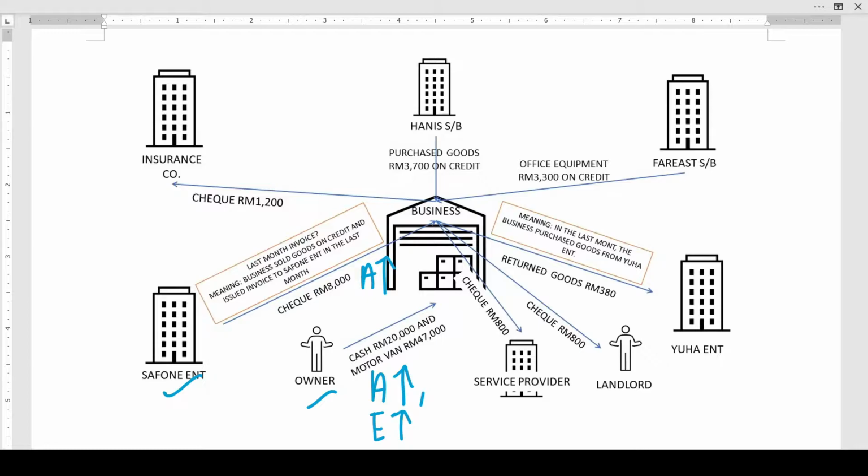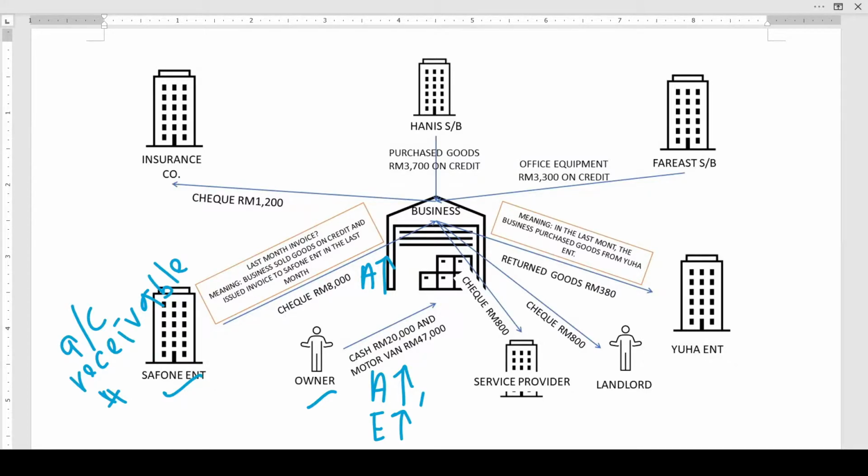So what happened in the last month when we sold goods on credit to Safwan? We created an account receivable for Safwan. Account receivable is an asset. So what happened to our asset when we first created the account receivable for Safwan? Our asset increased at that time, because it is money that we are going to receive in the future. So that is an asset account.